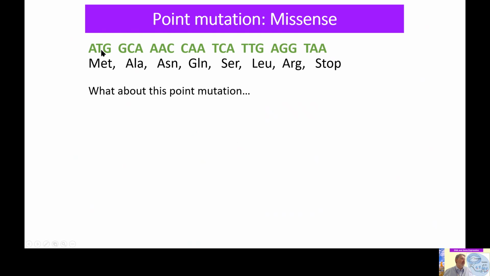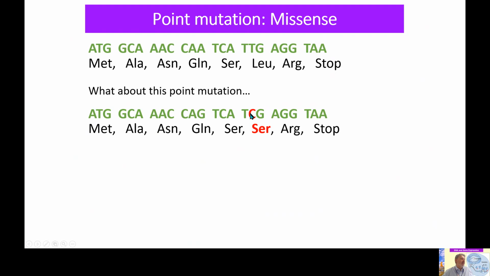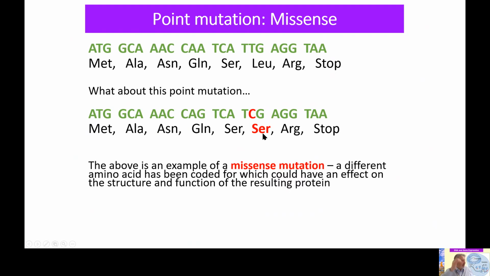What about this point mutation? So we've got the same code again. What happens if we change that T to a C? Okay, that then makes serine instead of leucine. So that's a different amino acid with a different R group, a different side chain, and that could therefore have an effect on the structure and the function of the resulting protein.